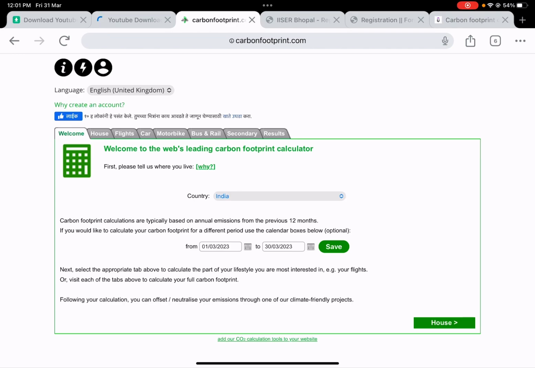What it is saying initially is welcome to the web's leading carbon footprint calculator, and it is asking for the location. For example, you can put the place where you are staying, India, for example. And in India also, if you are staying in Maharashtra, then the calculations would be different, right? Then the period for which the calculation is done is to be entered here, because if it is the annual carbon footprint calculation, then you will have to enter an entire 12 months period for that.